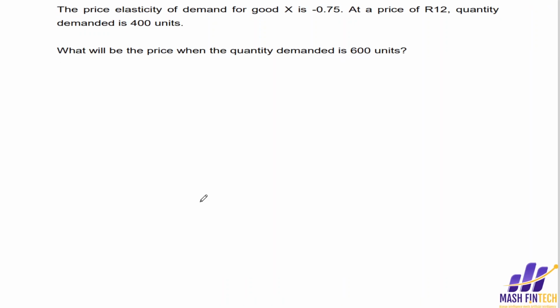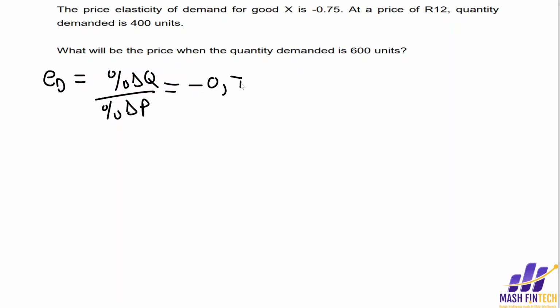This one is similar to the first question that we did, right? The price elasticity of demand is given. The price elasticity of demand is percentage change in the quantity demanded over percentage change in the price. It's given as minus 0.75. All right. The original quantity is given as 400. And the new quantity that we want is 600.